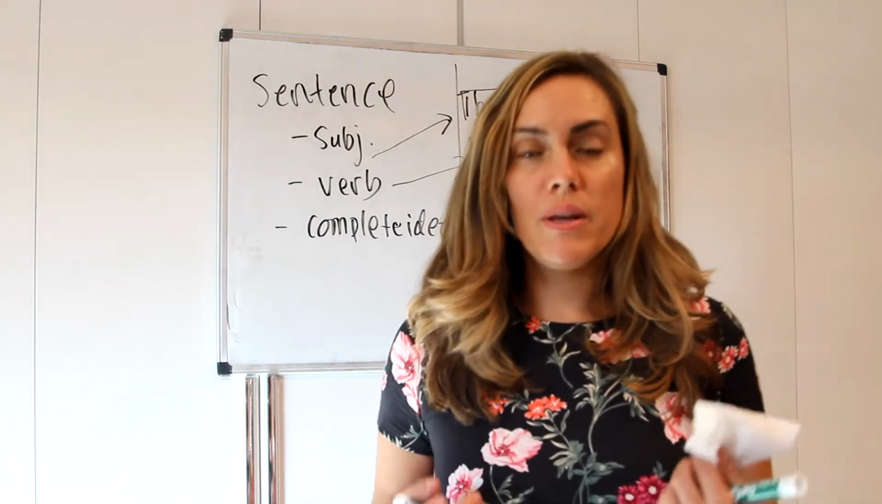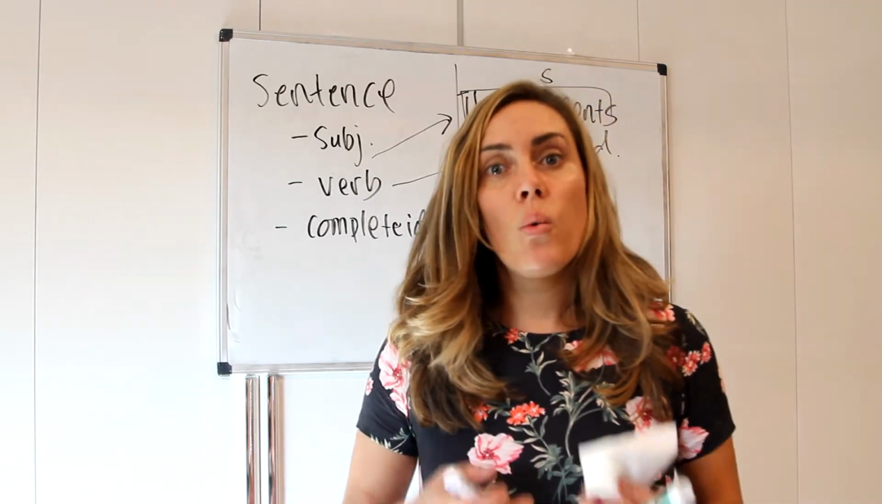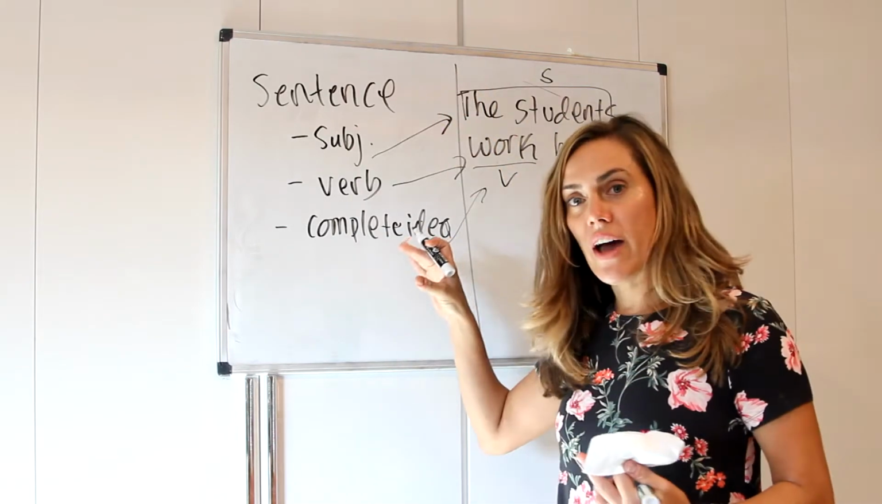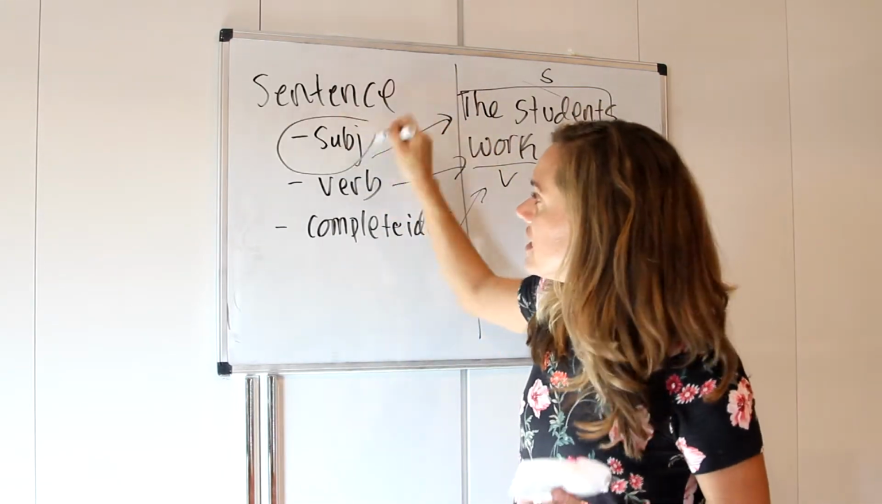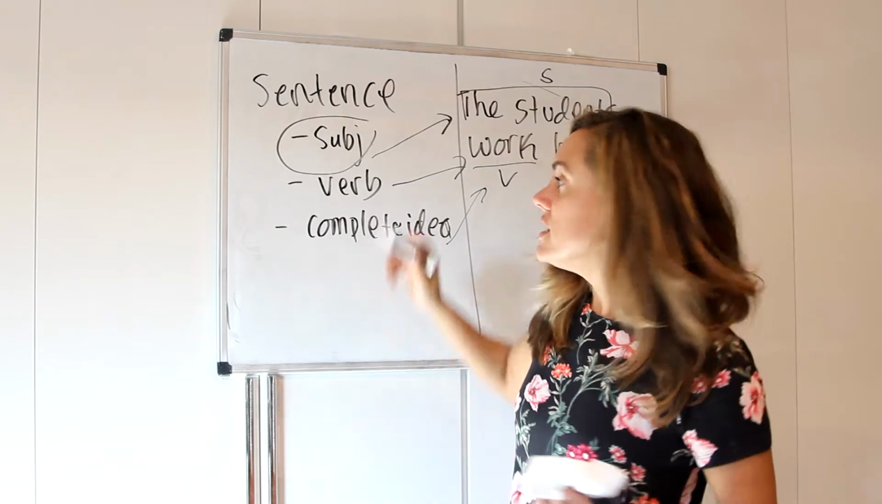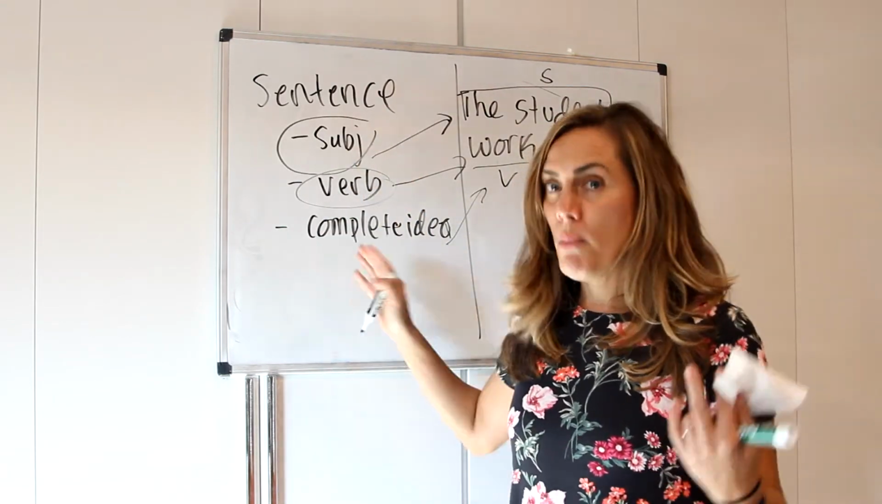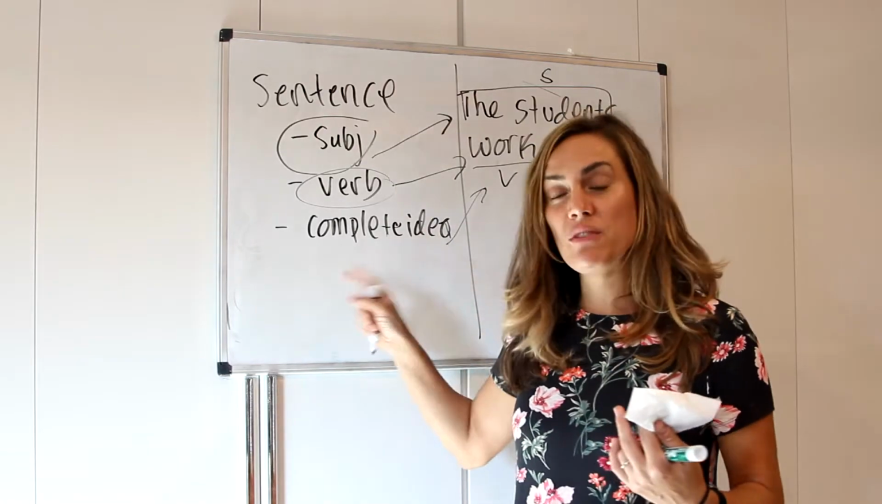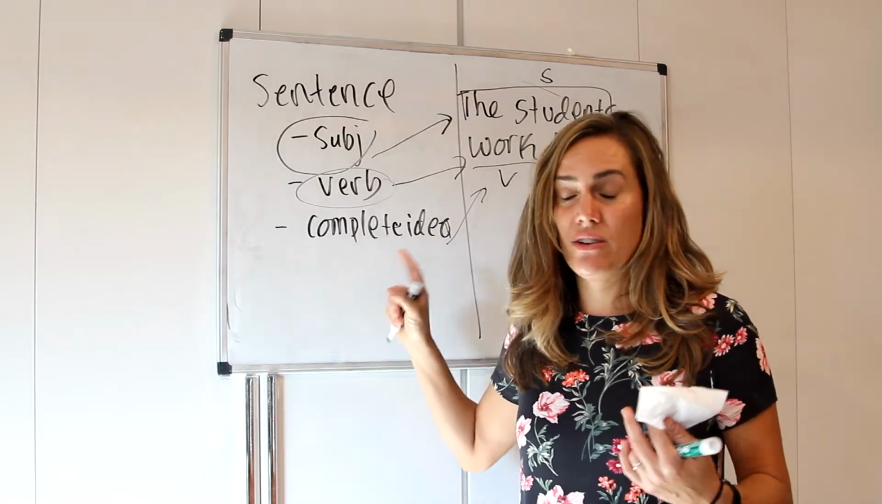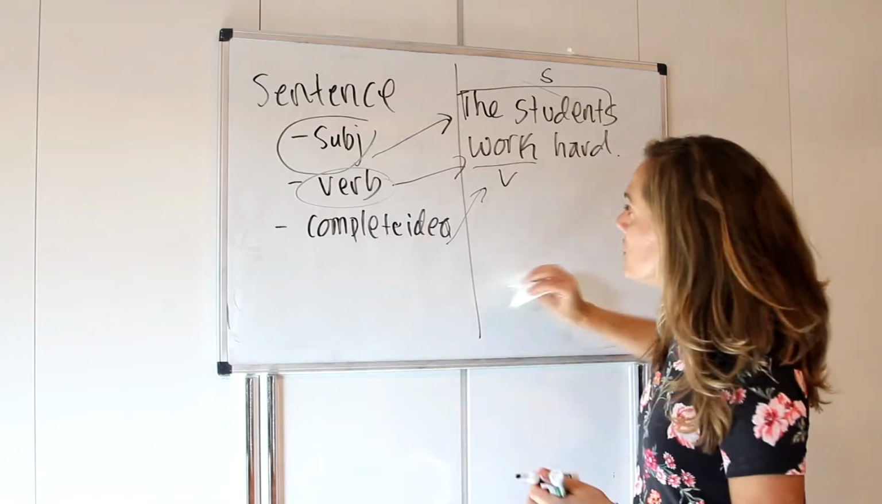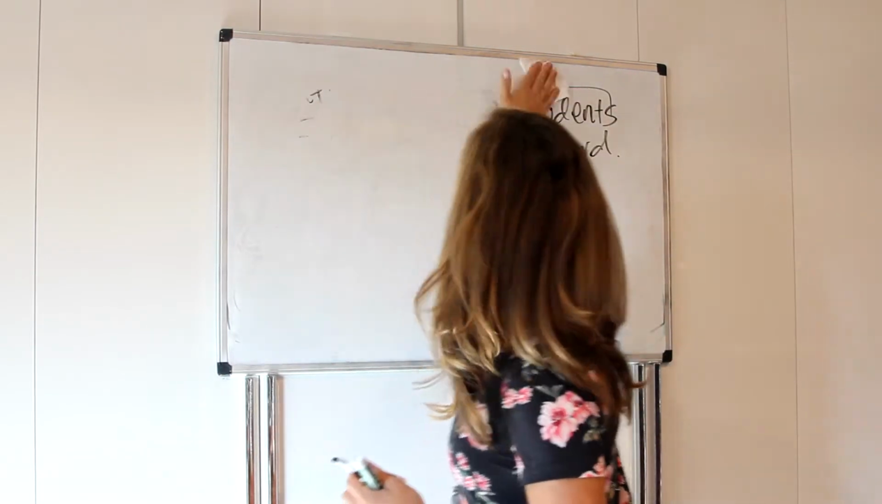So the problem with fragments is that we're trying to write sentences, but when we do that, sometimes we forget the subject. Or sometimes we have a subject, but we forget the verb. Or most of the time, what we're doing is we forget the main idea or the complete thought, the complete idea, okay? So let me give you some more examples of that.